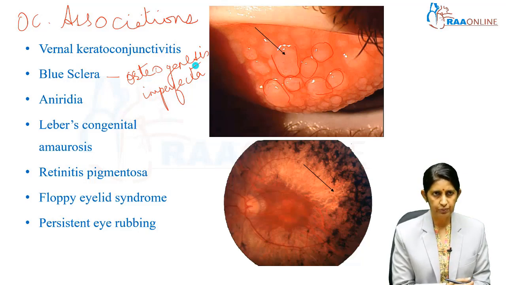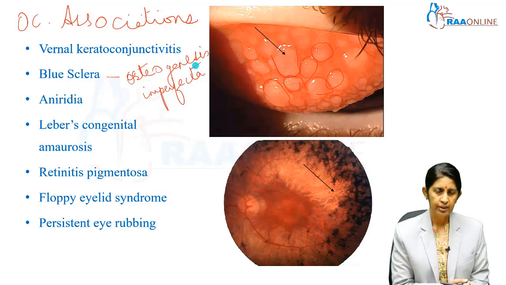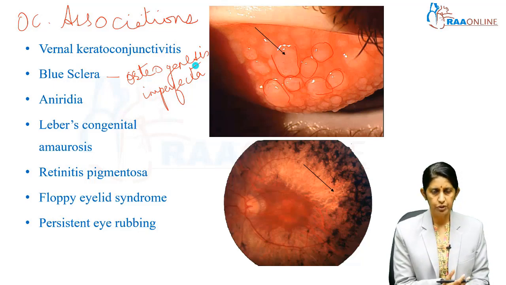Aniridia, which is absence of the iris, is associated with keratoconus. Leber's congenital amaurosis is a condition in which patients can have a pigmentary retinopathy-like picture. It is typically seen in very young babies, and usually the babies have roving eye movements. That is, their visual prognosis is very poor. They are almost blind at birth, and apart from the pigmentary retinopathy-like picture of the macula and the retina, these babies also have other problems such as nystagmus.